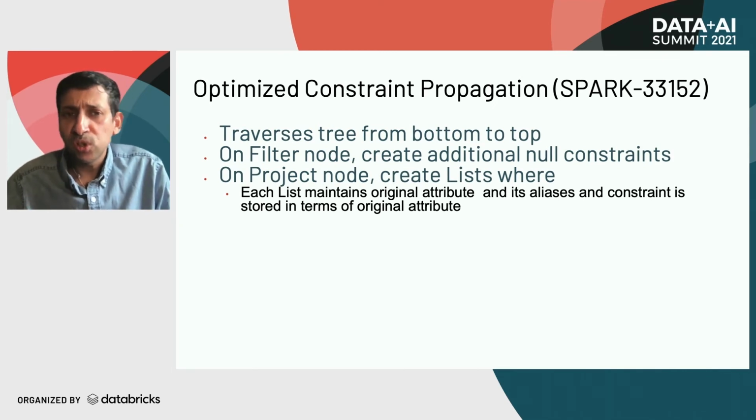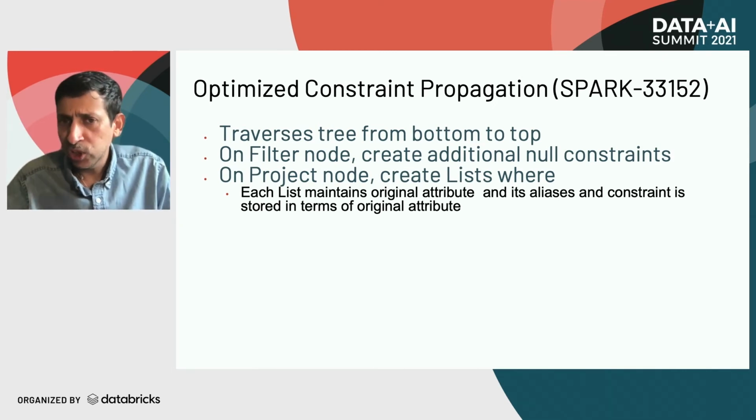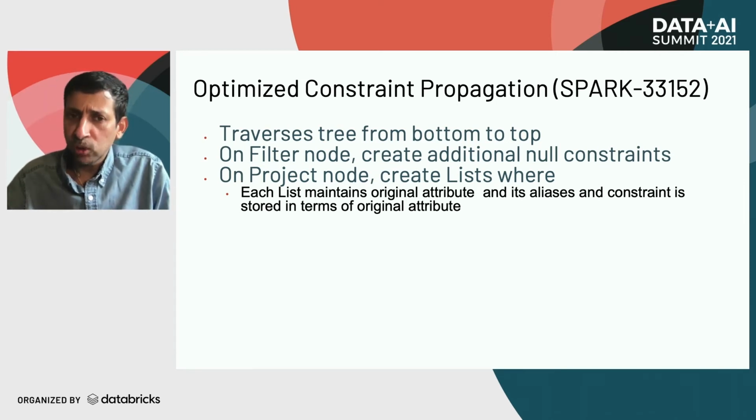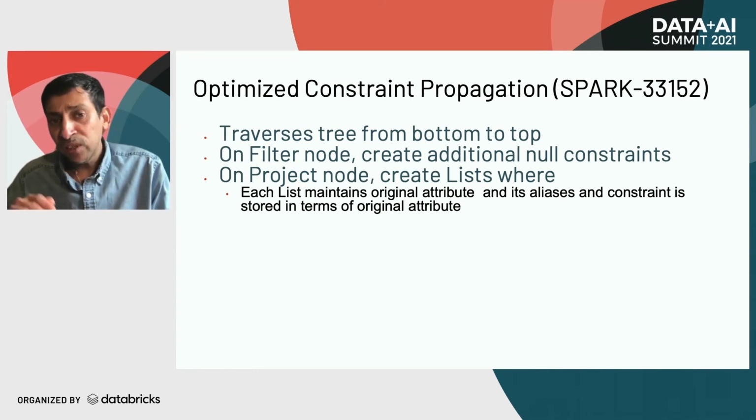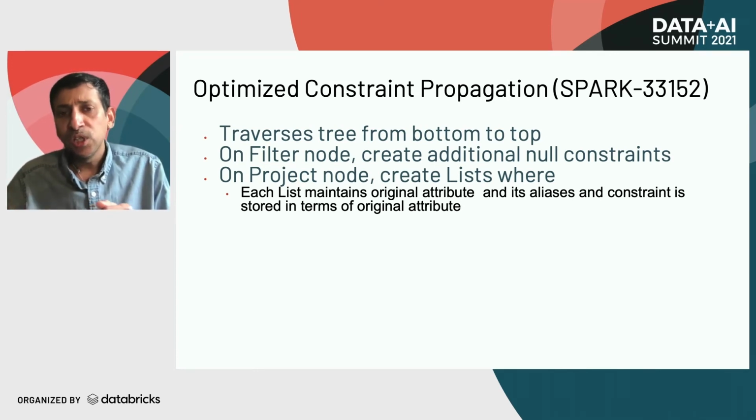We have proposed an optimized constraint propagation logic, which also traverses the tree from bottom to top. And on filters node, it stores the existing filter as a constraint, creates the is not null constraint. But when it reaches the project node, instead of duplicating the constraints, we just track the aliases in a list so that the constraint is stored in terms of its original attribute only.